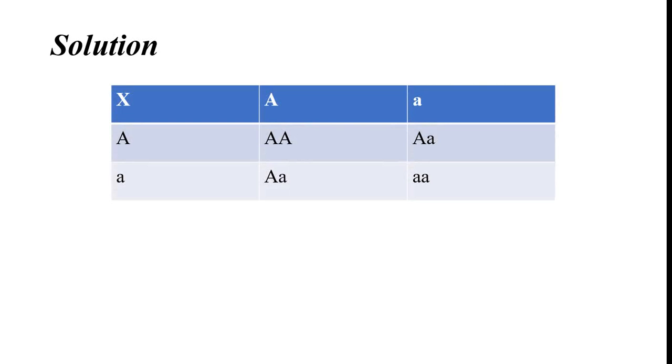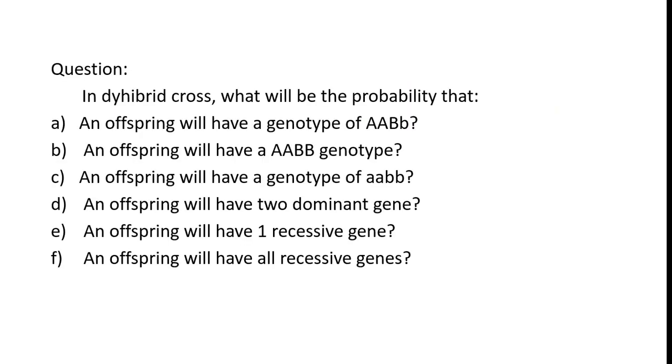Before you can solve this problem, you have to identify that, since we are looking at gene A and gene B, the dihybrid cross is going to be between capital A small a, capital B small b. That is one dihybrid. So the cross is going to be capital A small a, capital B small b, as against capital A small a, capital B small b.